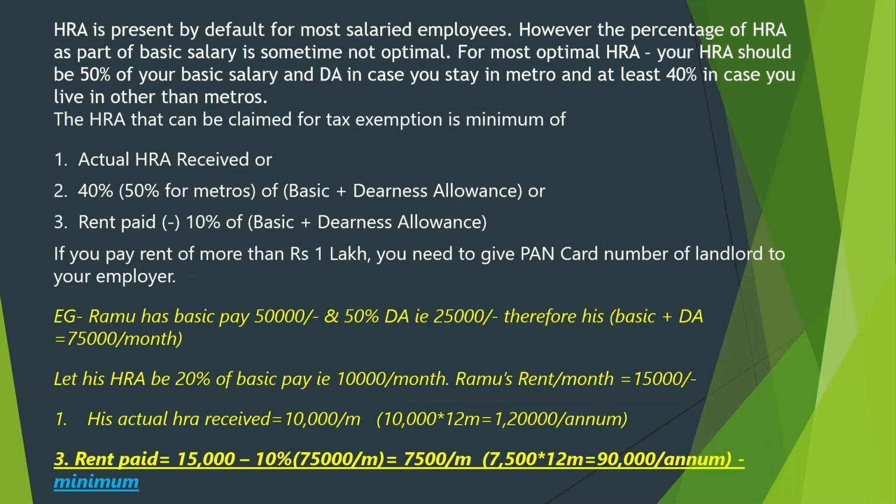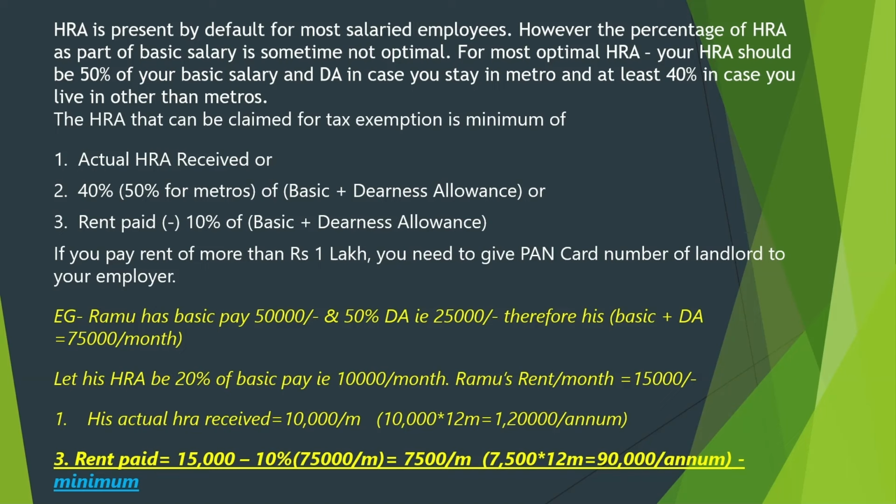HRA is present by default for most salaried employees. However, the percentage of HRA as part of basic salary is sometimes not optimal. For the most optimal HRA, your HRA should be 50% of your basic salary and DA in case you stay in a metro, and at least 40% in case you live in other than metros.